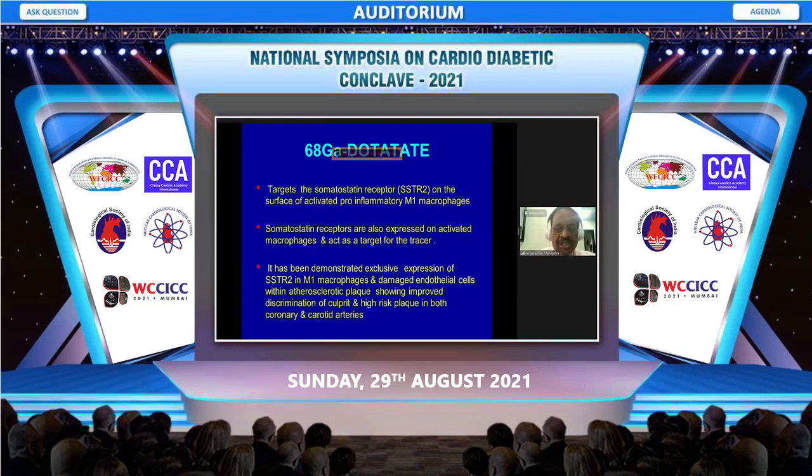Then comes gallium-68 DOTATATE. This, as you know, targets the somatostatin receptor on the surface of activated pro-inflammatory macrophages. These somatostatin receptors are expressed on activated macrophages and act as a target for the tracer. It has been demonstrated that somatostatin receptor in M1 macrophages and damaged endothelial cells with atheromatous plaque shows improved detection of culprit and high-risk plaques.